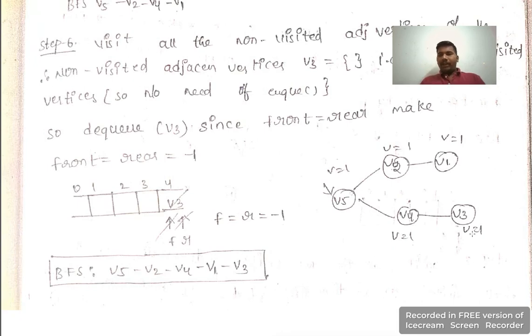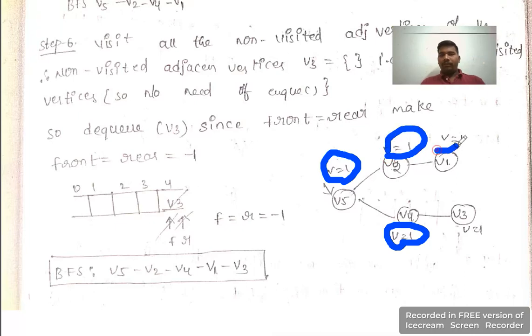V is equal to 1, this is also V equal to 1, and this is V equal to 1. So the BFS order is: all are visited, V is equal to 1. So the BFS order is V5, V2, V4, V1, V3.